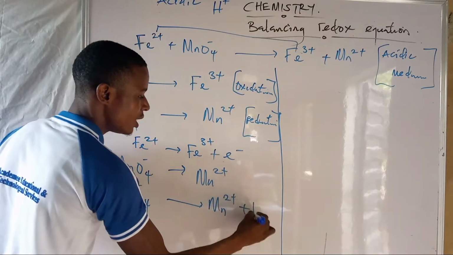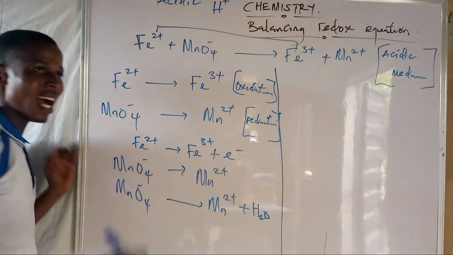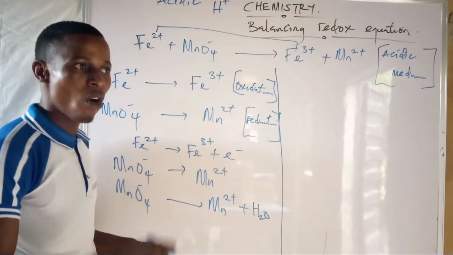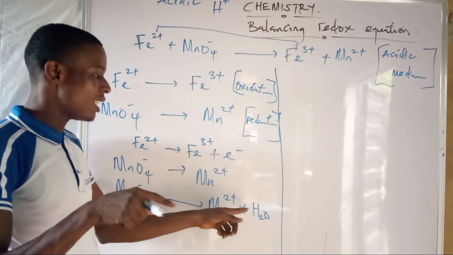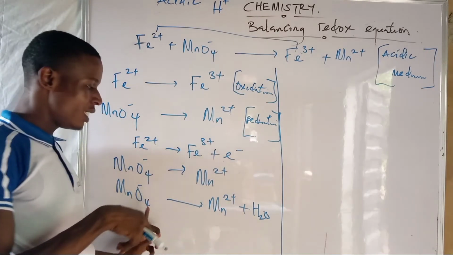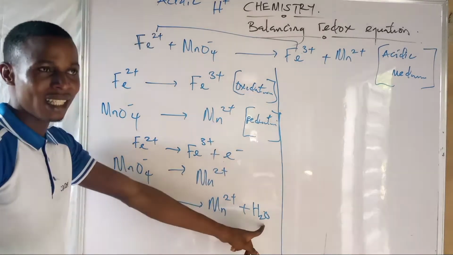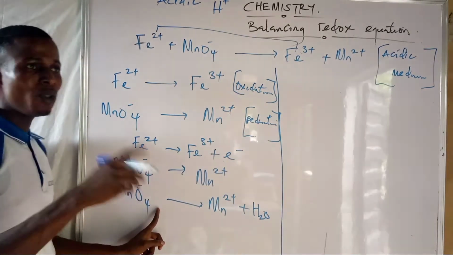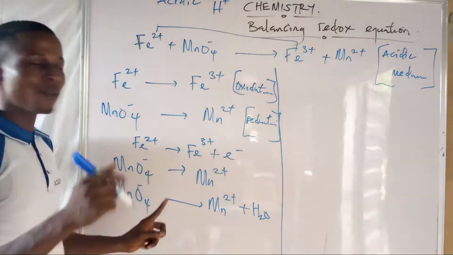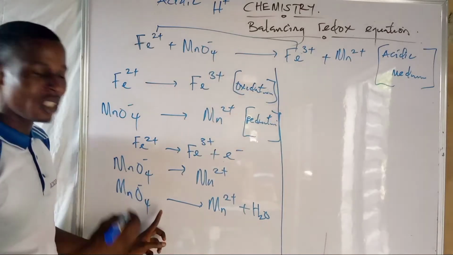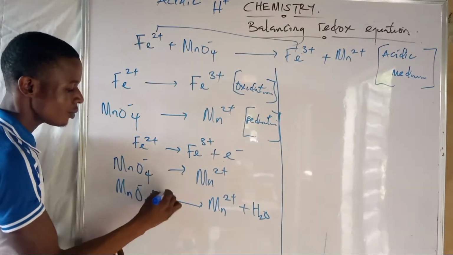You have to write it like this: MnO4- going to Mn2+ plus H2O. Like I said, add water to the side that has inadequate oxygen. There's no oxygen at all on this product side. That's why I'm adding water here. But at the other side, can you see hydrogen? No. Once they tell you it is in acidic medium, don't add hydrogen, add proton.